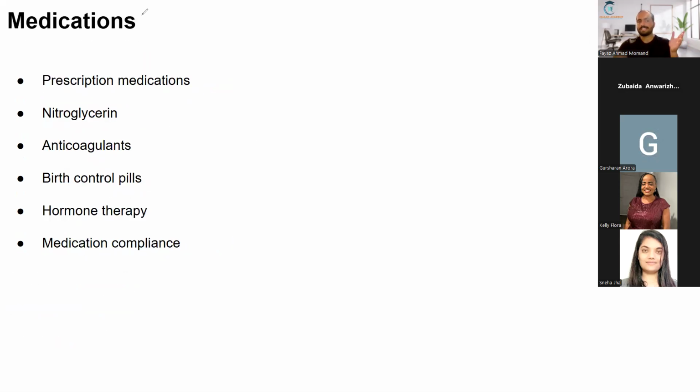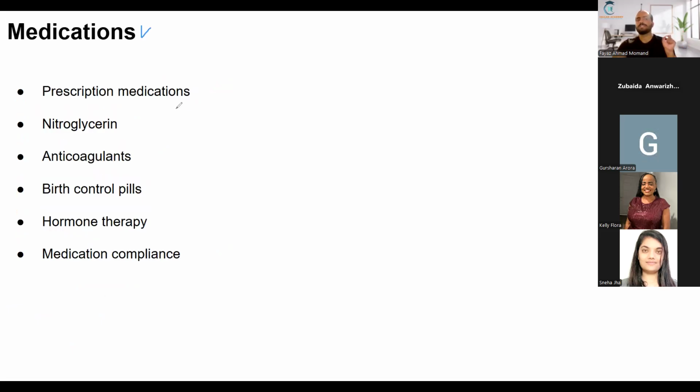Now, medication history. Ask about prescription medications, nitroglycerin, anticoagulants, birth control pills, hormone therapy. These are some of the medications you should ask about. Nitroglycerin: if the patient has taken it and reached the maximum dosage, you may not give them any more. If the patient is already on anticoagulants, then we are going to consider other strategies.